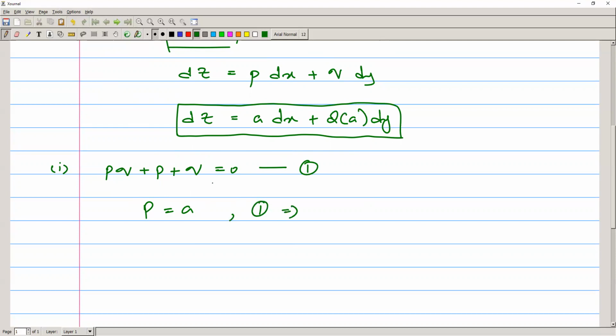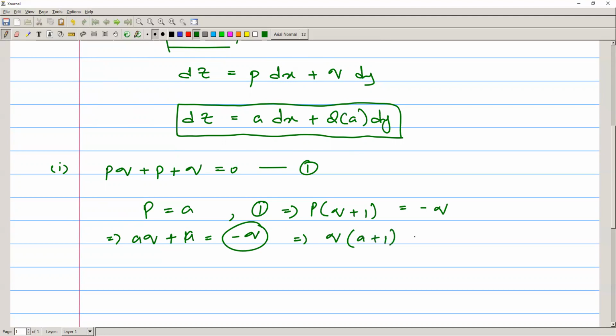So equation number one implies that P times Q plus one is equal to negative Q. And then we can substitute this A in place of P. So this implies that A times Q plus one is equal to negative Q. We don't need to divide here, we can just multiply. So it will be AQ plus A. And then we can move this Q onto the left hand side. So it will be Q common, and A plus one inside the bracket will be equal to negative A. Then we can see that Q will be equal to negative A divided by A plus one.